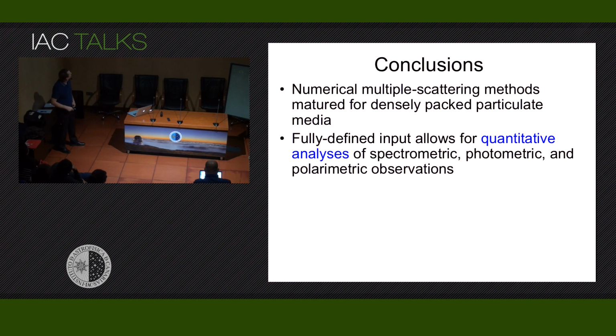Okay, so things are in rather good shape for the numerical methods, and I think we are actually very close to having physically meaningful multiple scattering codes for the analysis of spectrometry, polarimetry, and photometry. So I'll stop here, and I'm over time, sorry. Thank you.